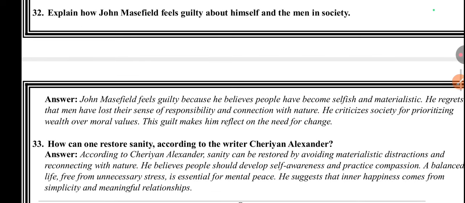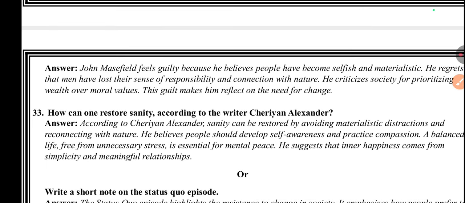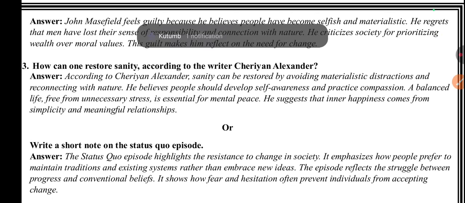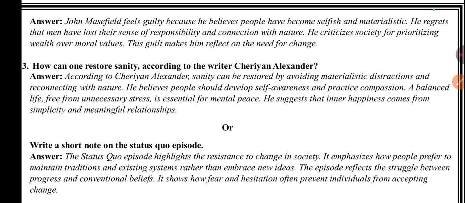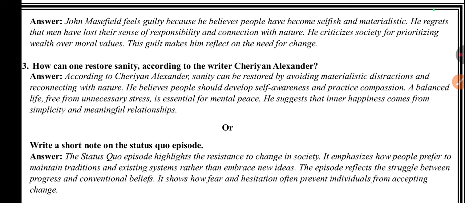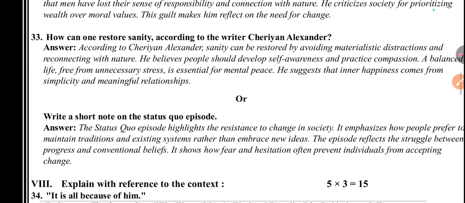Question number 32. Explain how John Masefield feels guilty about himself and the men in society. John Masefield feels guilty because he believes people have become selfish and materialistic. He regrets that men have lost their sense of responsibility and connection with nature. He criticizes society for prioritizing wealth over moral values. The guilt makes him reflect on the need for change. Question number 33.